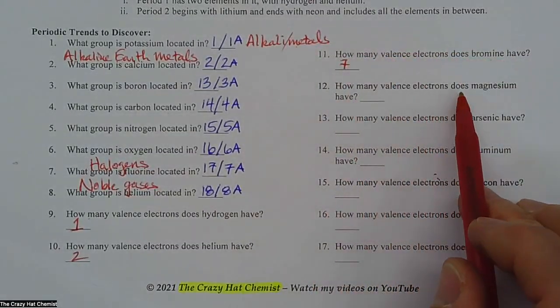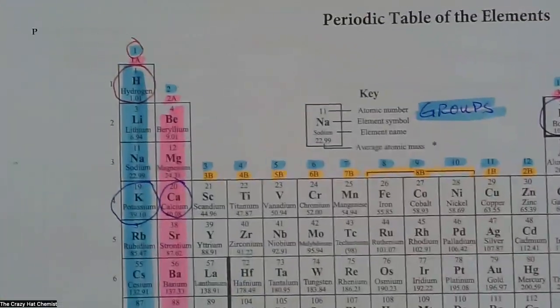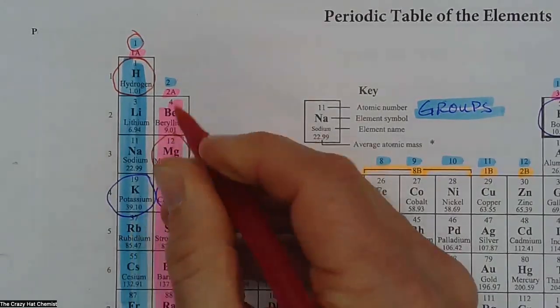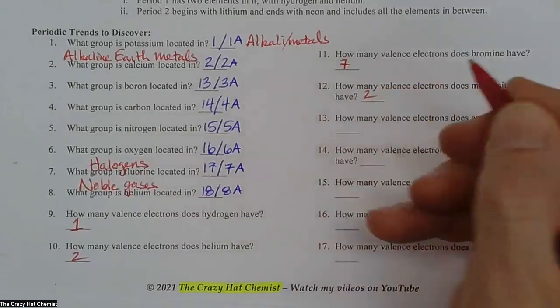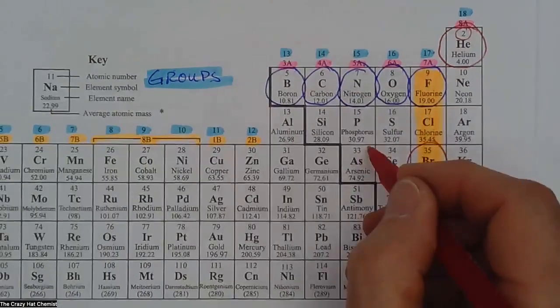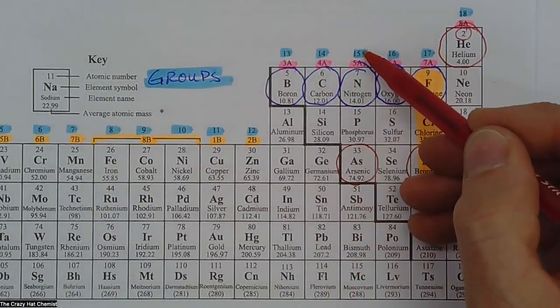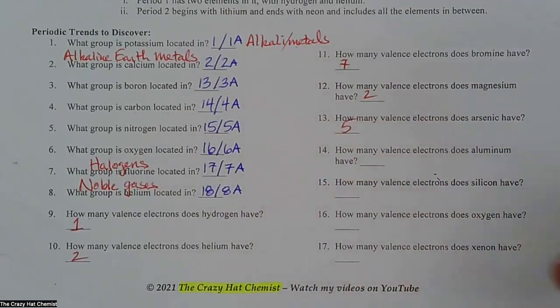How many valence electrons does magnesium have? Well, magnesium is right here. It is in group 2 or 2A, so that would be 2 valence electrons. How many valence electrons does arsenic have? So arsenic is right here. It's in group 15 or 5A. So again, the number is greater than 10. Subtract 10, you get 5 valence electrons, 5A.